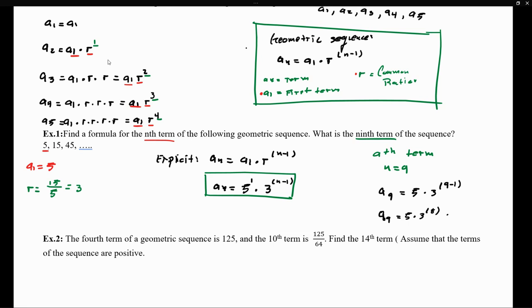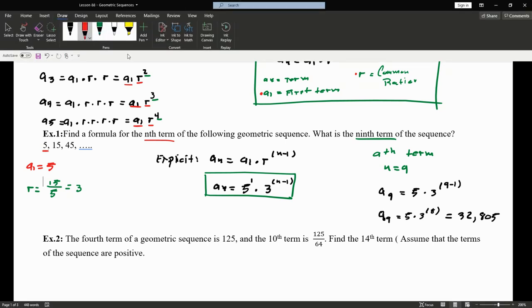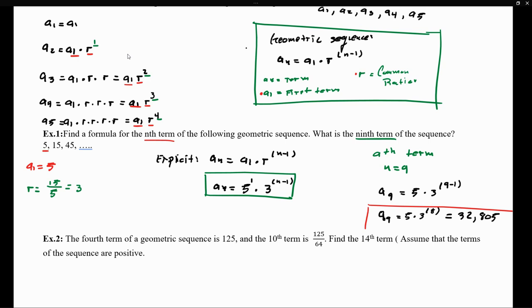And if we would have done this in a graphing calculator, we would have gotten the result of 32,805. So notice how things become a little easier if we have an explicit formula. Another way we could have done this is to keep multiplying by 3. So 5 times 3 is 15, times 3 is 45, and if we kept multiplying by 3 until we get to the 9th term, we would have gotten the value of 32,805.